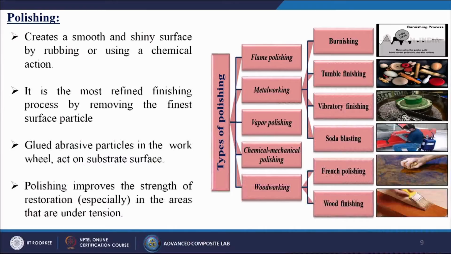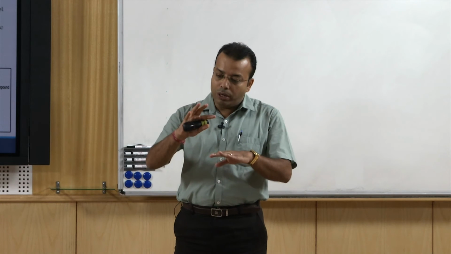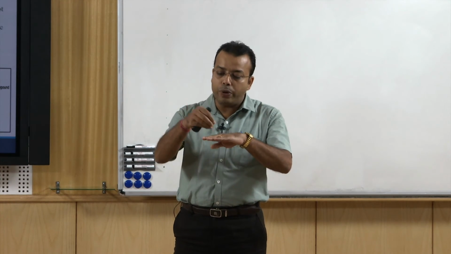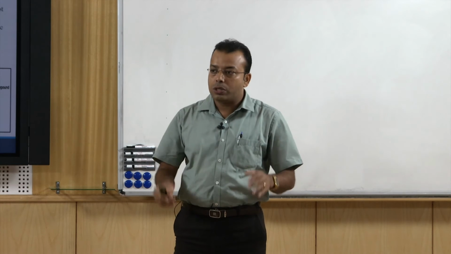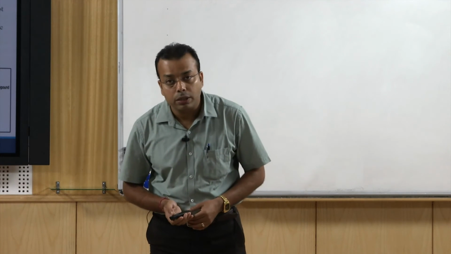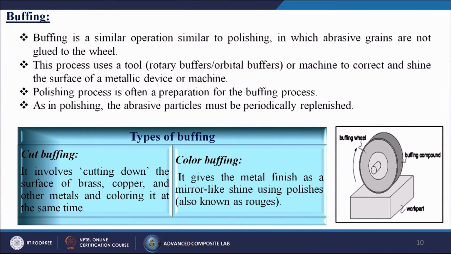Next one is called buffing. Buffing is also like a polishing method, in which abrasive grains are not glued on the wheel. Here one wheel is there and the surface is there, and we just put the abrasive particles in between these two. So the abrasive particles are free here. By these methods we can do the surface engineering process, and that is known as buffing. This process uses a tool, that is, rotary buffers or orbital buffers. Here the tool is rotating and there is a workpiece, and in between these two we put the abrasive particles as free. That is known as the buffing process.